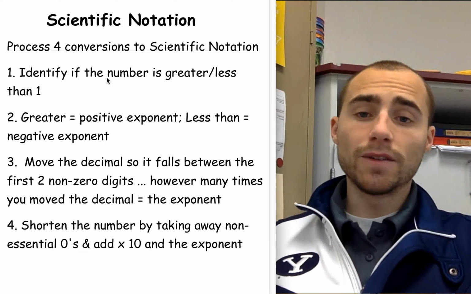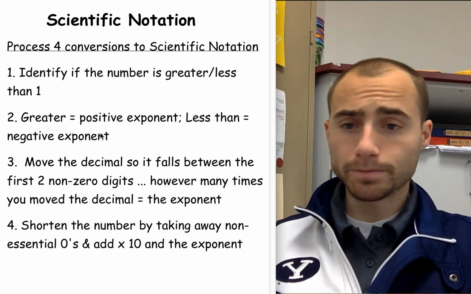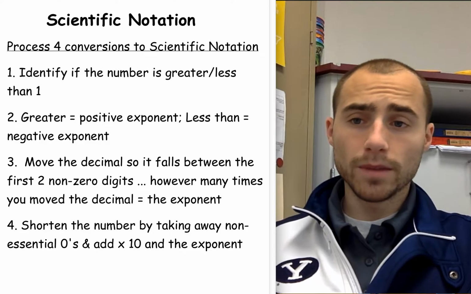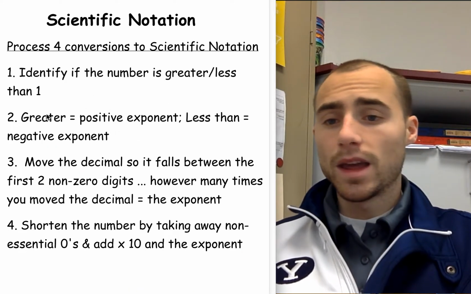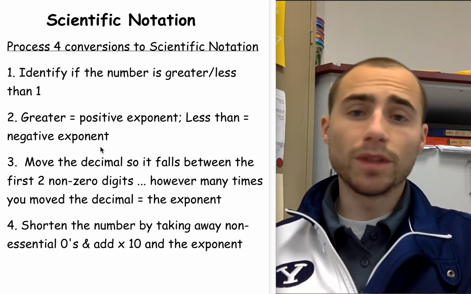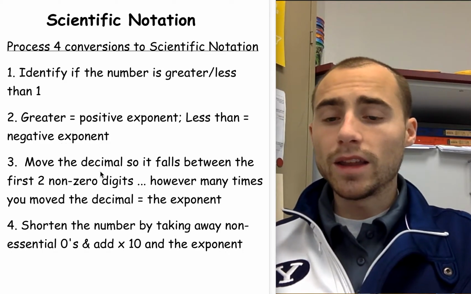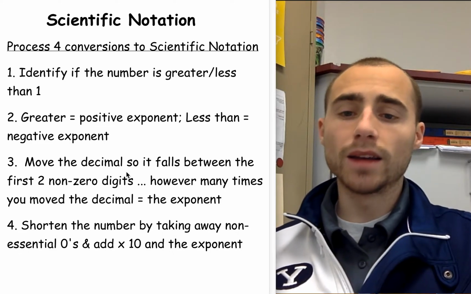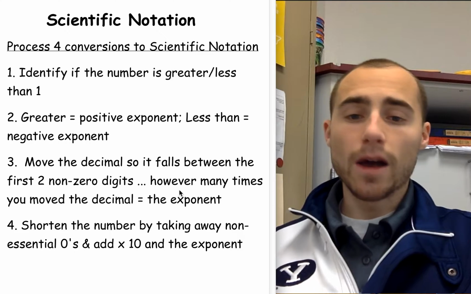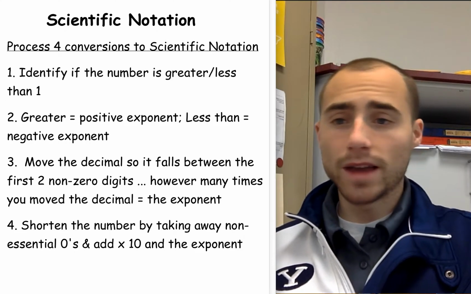First, you identify if the number is greater or less than 1. If it's greater than 1, like 602 decillion, you know you're going to end up with a positive exponent. If it's less than 1, you know you're going to end up with a negative exponent. Then you move the decimal so that it falls between the first 2 non-zero digits. However many times you move that decimal, that is your exponent.